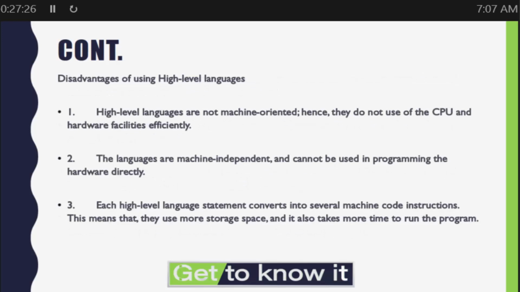What are the disadvantages of using high-level languages? High-level languages are not machine-oriented. Hence, they do not use the CPU and hardware facilities efficiently. So we discussed that one advantage of low-level languages is that they will efficiently use the hardware. They will efficiently use the computer resources because they are machine-oriented.